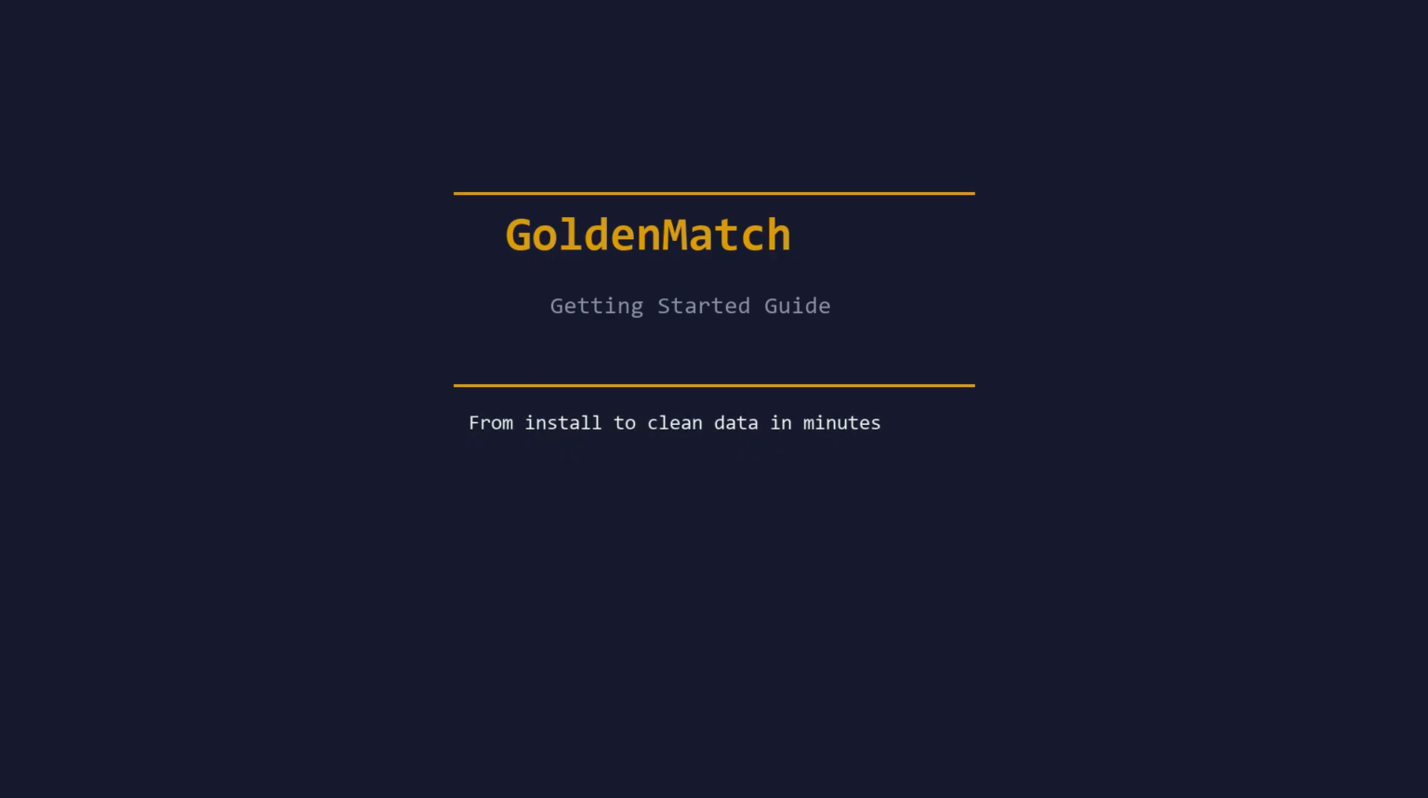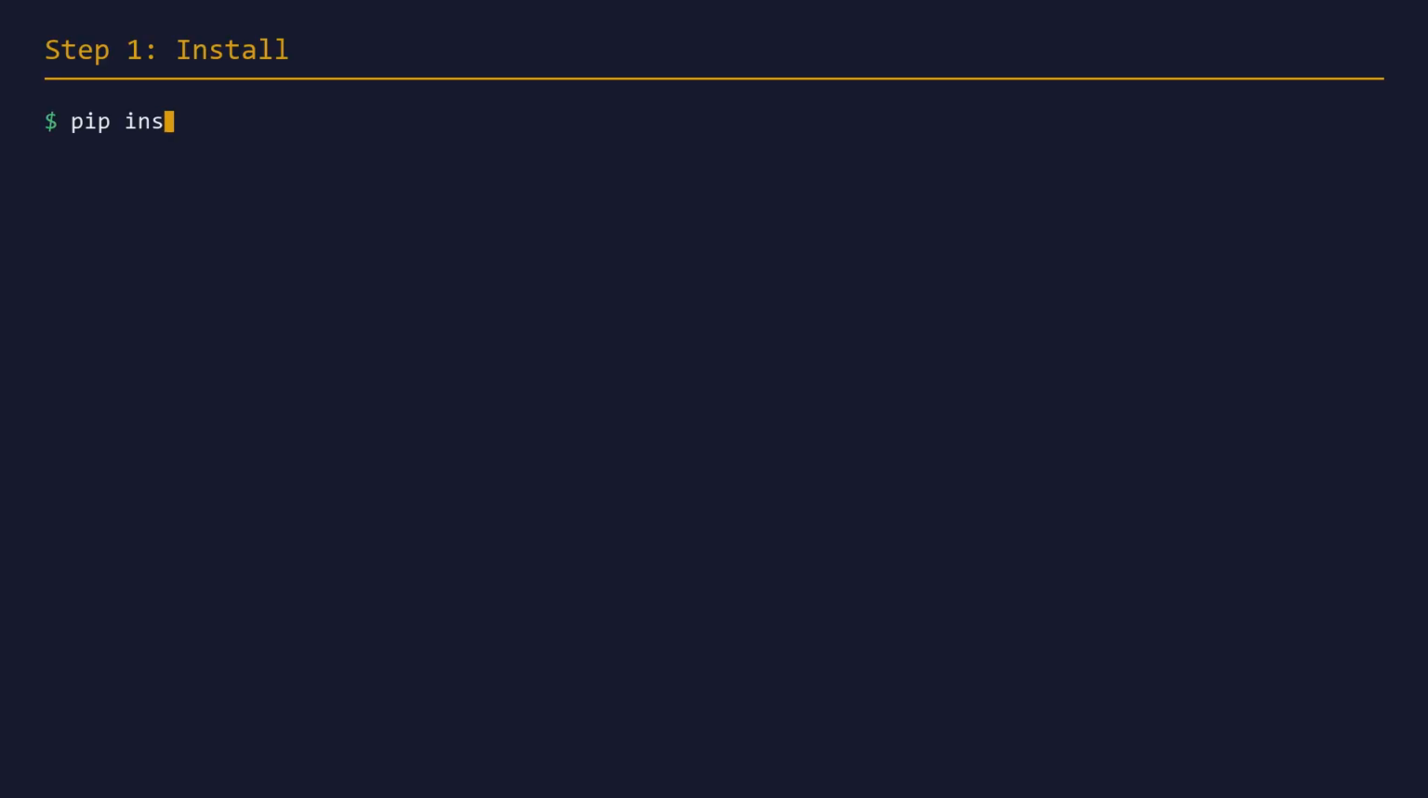Getting started with GoldenMatch. In the next few minutes, you'll go from install to fully deduplicated data. Let's dive in. Open your terminal and install GoldenMatch with pip. It pulls in polars for fast data processing and rapidfuzz for string matching. That's all you need to get started.